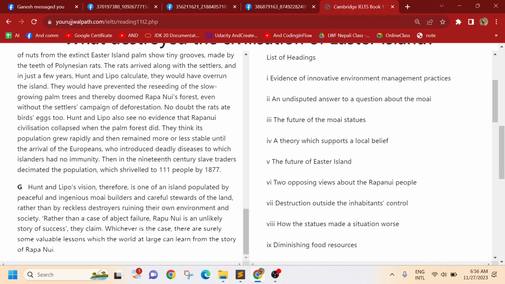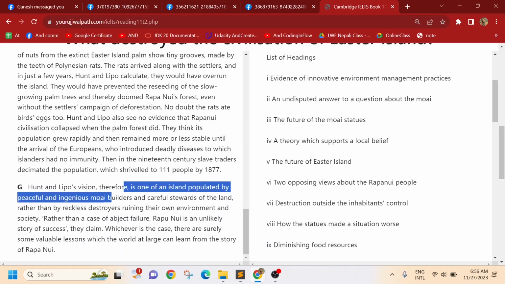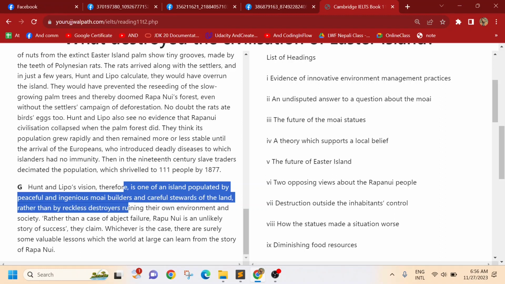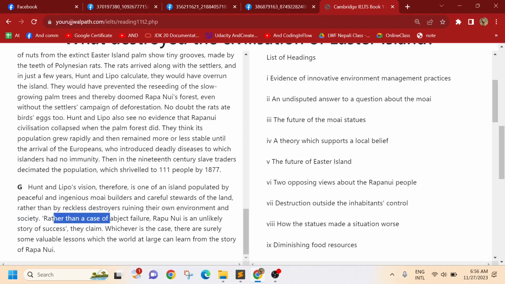Okay, so based upon this, we just got two ideas. The first idea is an island populated by peaceful and ingenious Moai builders and careful stewards of the land rather than by reckless destroyers ruining their own environment. And also, rather than a case of abject failure, Rapa Nui is an unlikely story of success. So we do have two claims over here, and both sentences are opposing ideas, which would make us choose two opposing views about the Rapa Nui people. Okay, so G, we are going with the 6.